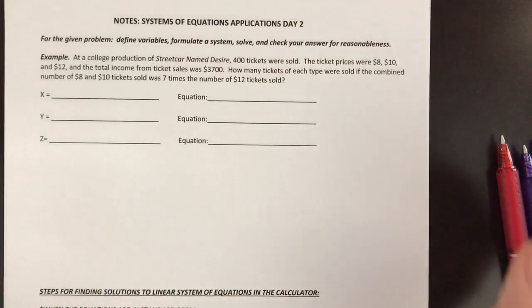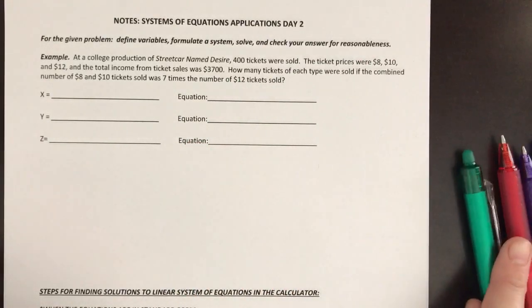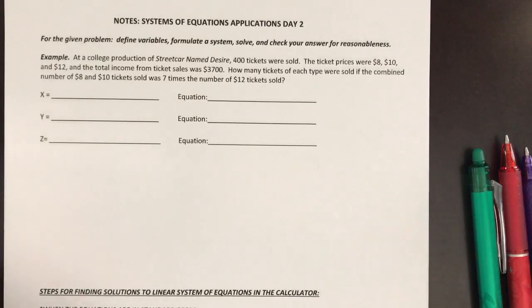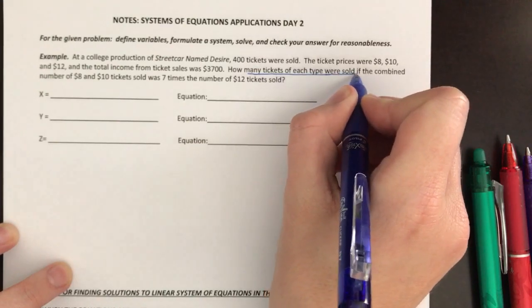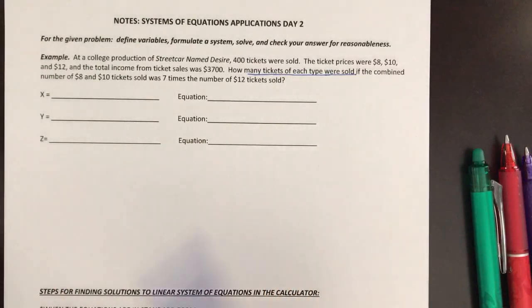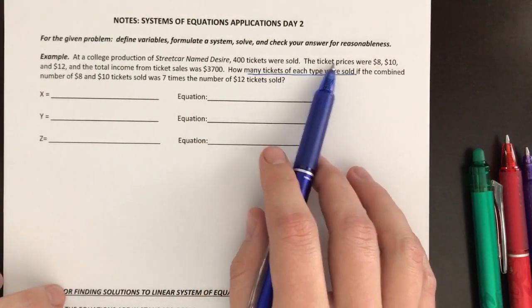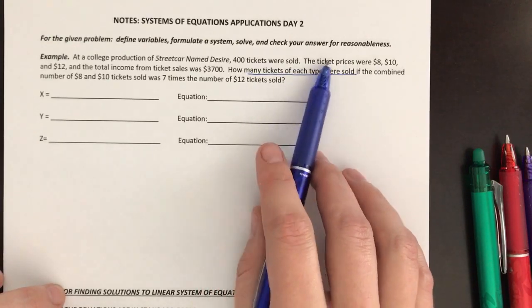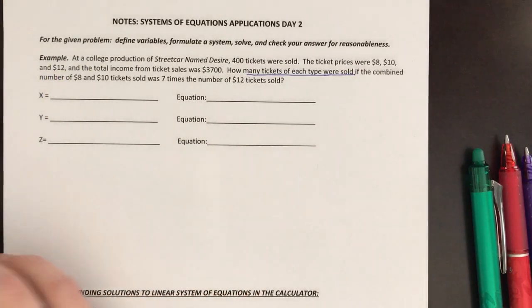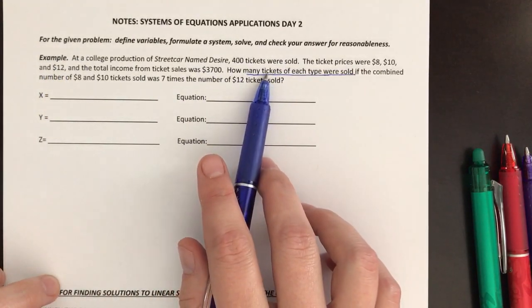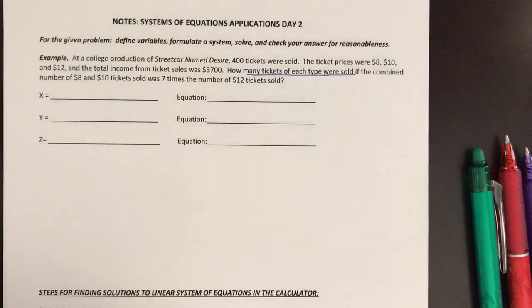That was a mouthful. So my question being posed is, how many tickets of each type were sold? So what were the types of tickets? The types of tickets were an $8, a $10, and a $12 ticket, and we don't know how many. So there were 3 types of tickets.